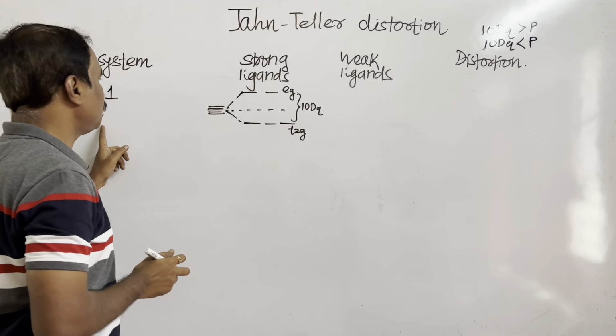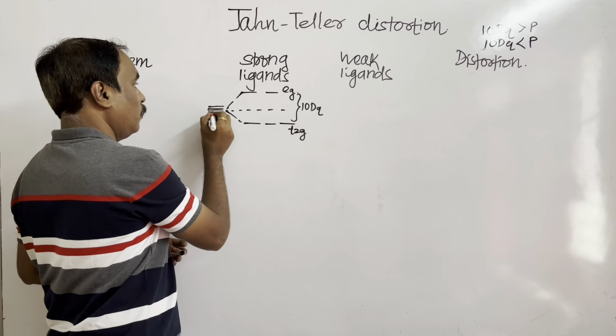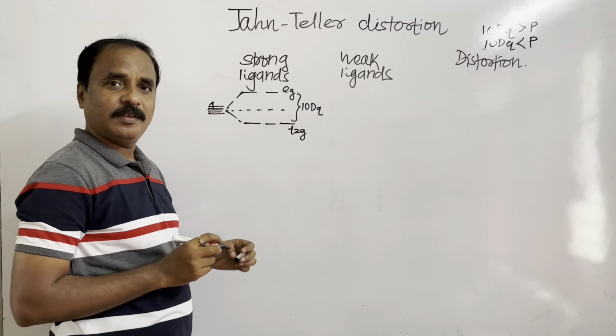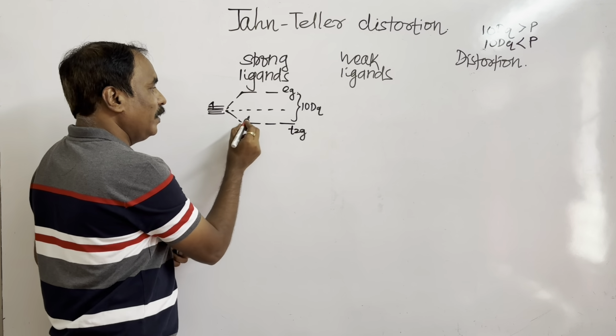So here it is a d1 system. Here there is one electron. This electron will enter in t2g.